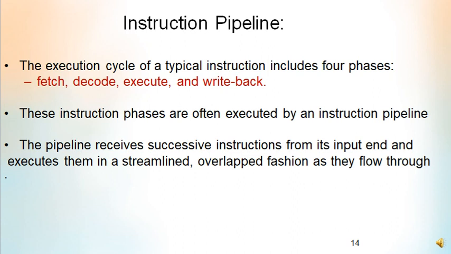And when the ith instruction going to decode to execute phase, I plus 1th instruction will go from fetch to decode, and I plus 2th instruction will go for fetch phase for the first time. This is known as the pipeline architecture. As I said earlier, the pipeline receives successive instructions from its input end and execute them in a streamlined, overlapped fashion in between the phases as they flow through. Okay?